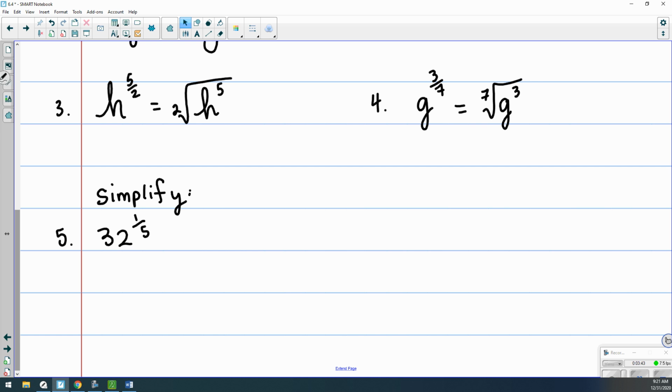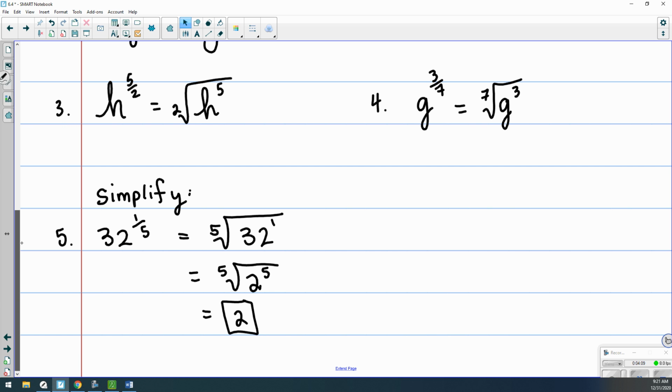Let us simplify. All right, I've got 32 to the 1/5 power. I want to simplify 32 to the 1/5 power. Well, I'm going to rewrite this, first of all, in radical form. The 5th root of 32 to the 1st. Now 32 I know to be 2 to the 5th power. Woohoo! 5th root, 5th power, cancel each other out, and I'm down to 2. That's it.